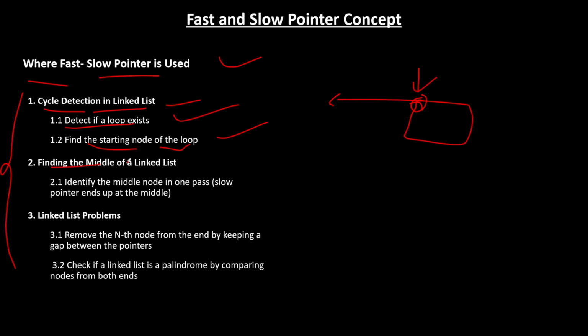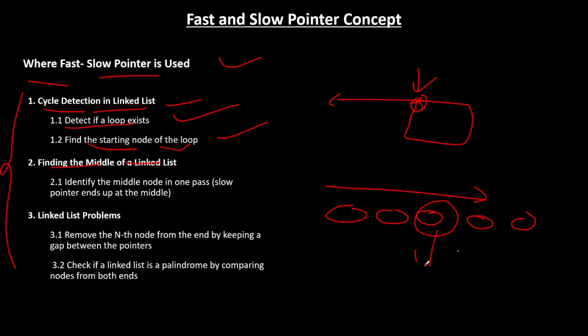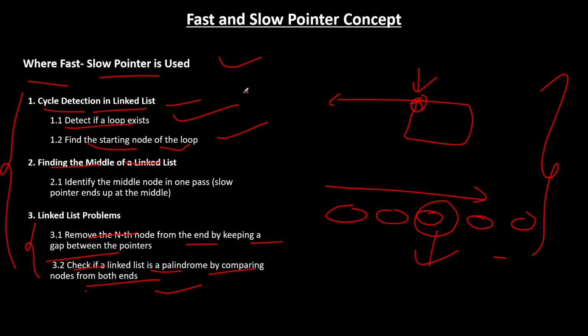Now, finding the middle element of the linked list. This is the linked list. Finding the middle element is also done using the slow and fast pointers. Then, removing the nth node from the end by keeping a gap between the pointers. Also, checking if a linked list is a palindrome by comparing nodes from both ends. So these are a few examples where the fast and slow pointers can come in handy.